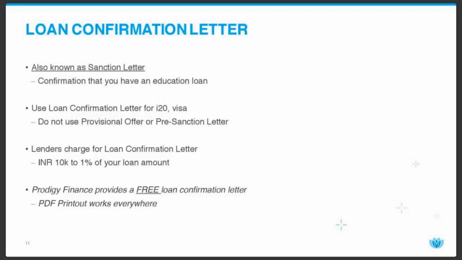The next thing I wanted to talk about is the loan confirmation letter. This is also known as a sanction letter. Basically, it's a confirmation that you have an education loan. This letter confirms that you have an approved loan from a lender and you will be able to secure funds to pay towards your tuition and living. You can use this as official documentation for I-20, visa, or any other official purposes.